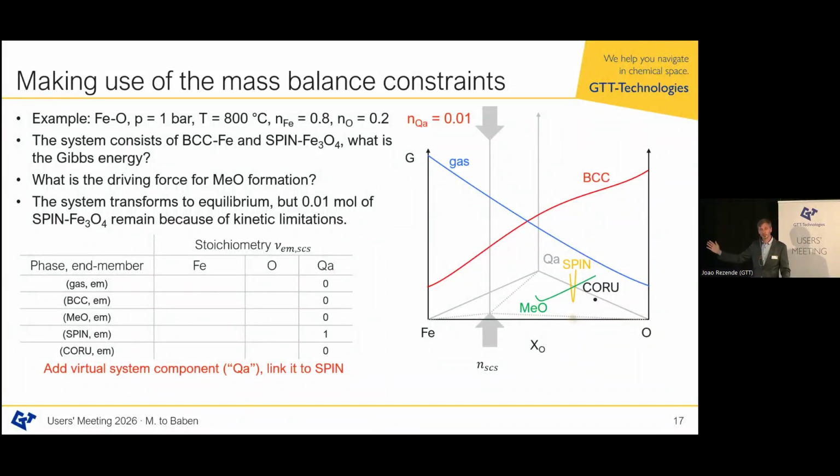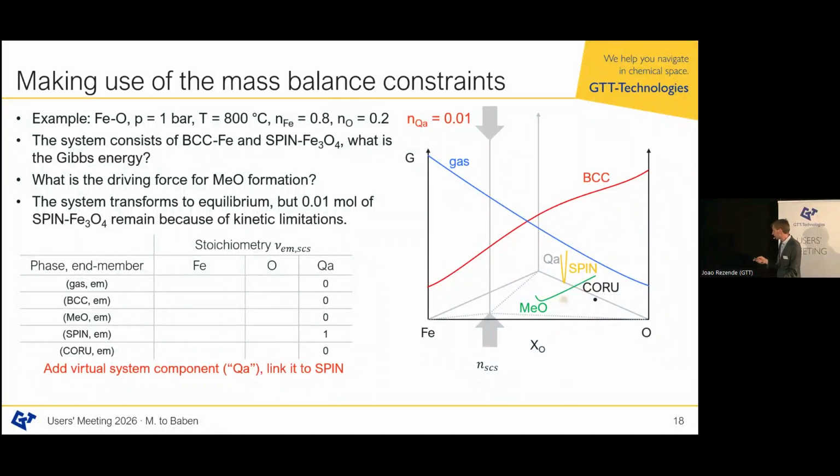Yeah? And now what we have to do is move the spinel phase from this FEO plane into a plane that is between FEQA and OQA. Yeah? So please watch the shadow of the spinel phase that is down here. Currently it's on the FEO plane, and now it's moving into the third dimension. Now this spinel phase is not part of the FEO system anymore. It is only part of the FEO-QA system.